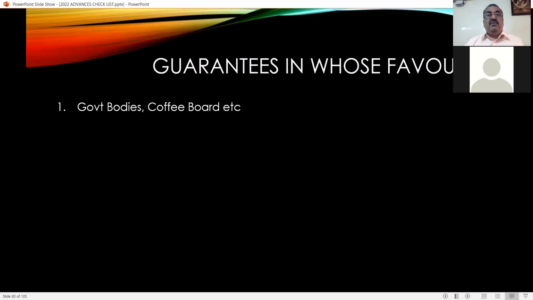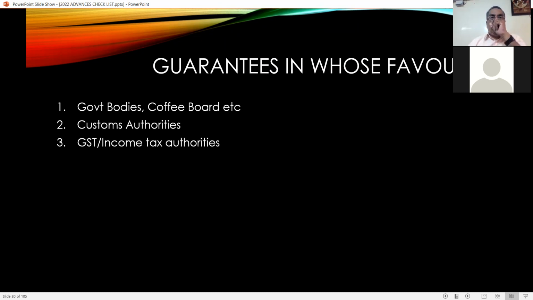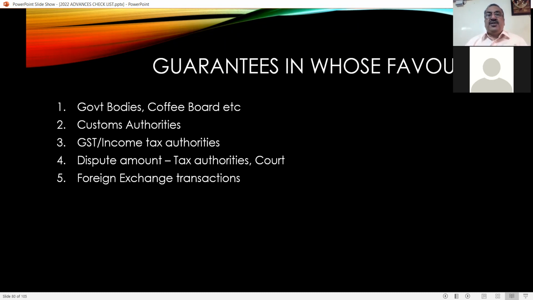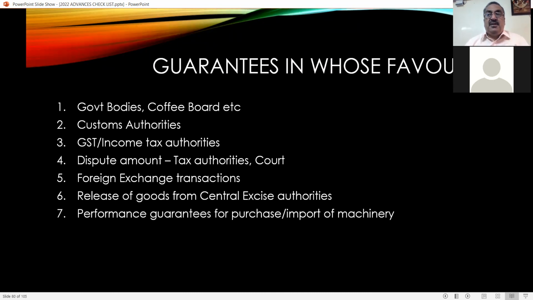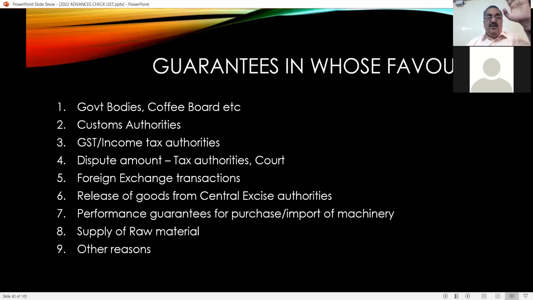Guarantee in whose favor they have to give. Normally, the guarantee is being given in favor of government bodies, Coffee Board, customs authorities, GST, income tax authorities. That is, if there is any dispute with the tax authorities, even to the court, foreign exchange transactions, release of goods from central excise authorities, and performance guarantees for purchase and import of machineries and supply of raw material. For all these purposes, they are giving the guarantee. So in this favor, the banks are giving guarantee.